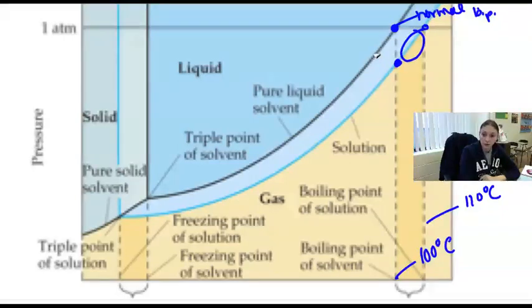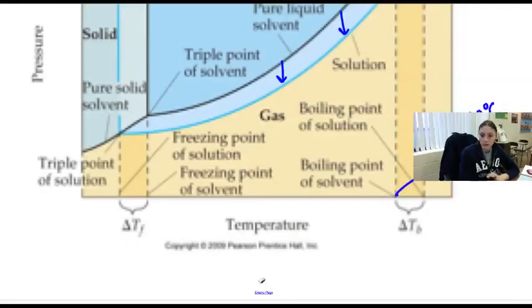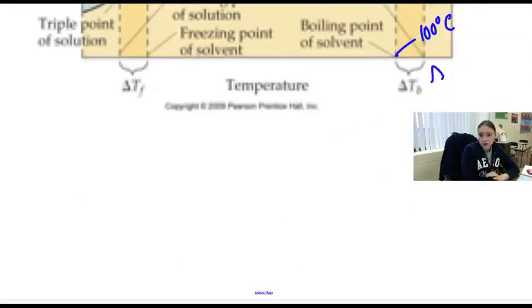So notice how it's kind of shifted downward, a pure liquid solvent versus a solution. The blue line here is a solution. That's water in particular here, and then anything dissolved in the water. And on the chart here, and on yours, you see a delta T with a B. What that means is that's my change in temperature for boiling.